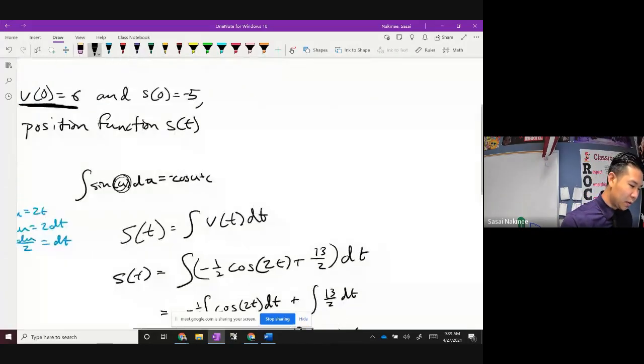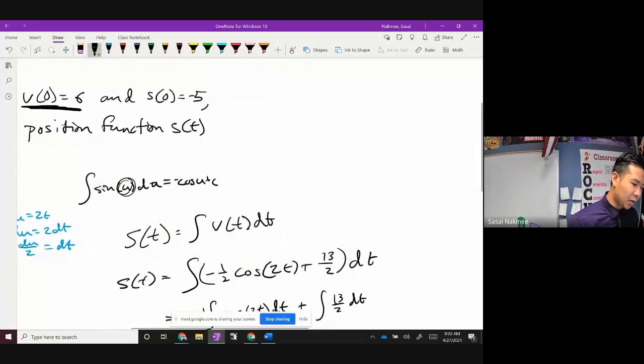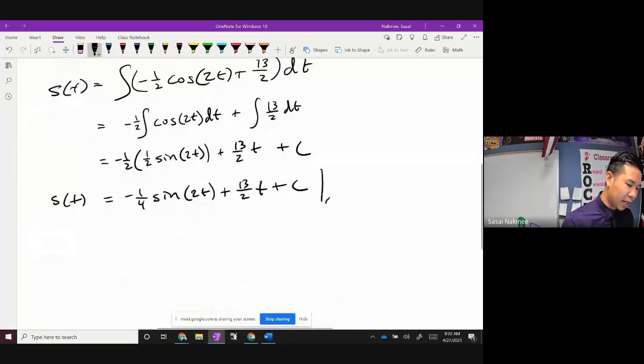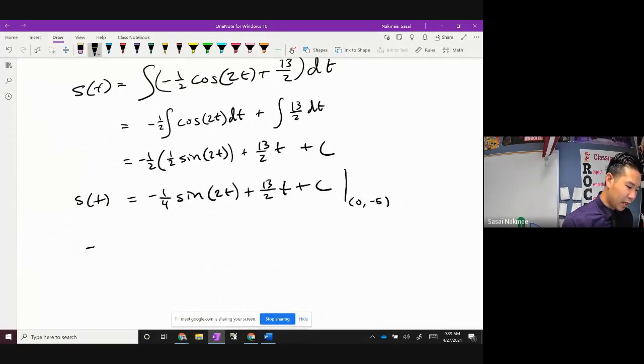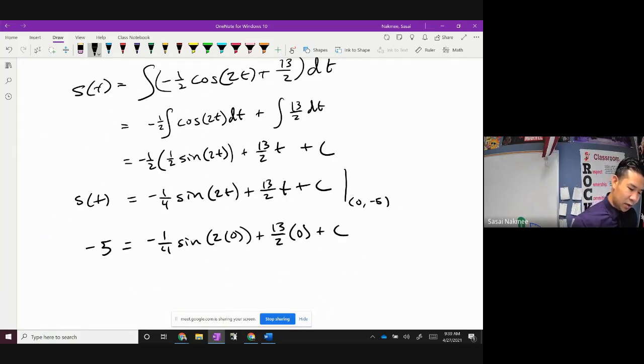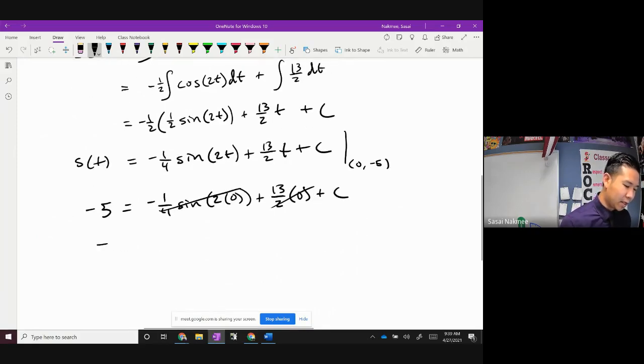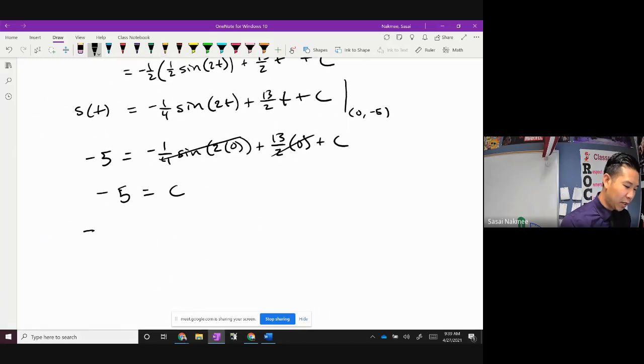The position function tells us that when time is equal to 0, it's starting at an initial position of -5. That's that right there. We go ahead and plug in these values, and we see that -5 is equal to negative 1/4 sine of 2 times 0 plus 13 over 2 times 0 plus c. Sine of 0 is 0, so this goes away. 13 over 2 times 0 is 0. That goes away. We get a constant of c is equal to -5. And we just plug that into our final equation.